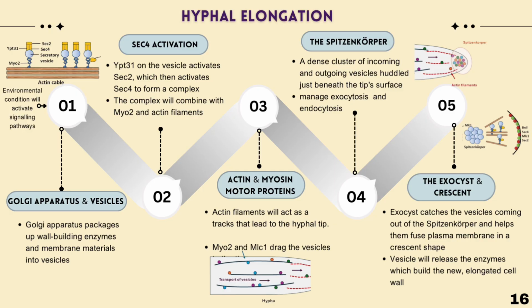Finally, the last step, where we reach the exocyst in a crescent. Once the vesicles exit the Spitzenkörper, they need to fuse with the outer plasma membrane. The exocyst is an eight-protein complex that will catch the vesicles coming out of the Spitzenkörper and help them fuse with the plasma membrane in a crescent shape. And lastly, the vesicle will release all the enzymes, which then will build a new elongated cell wall.